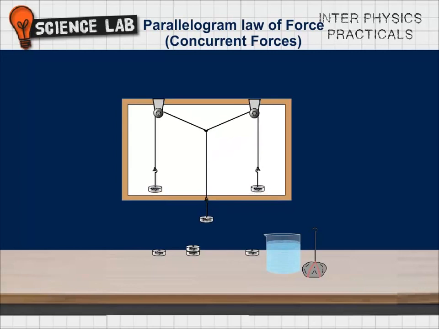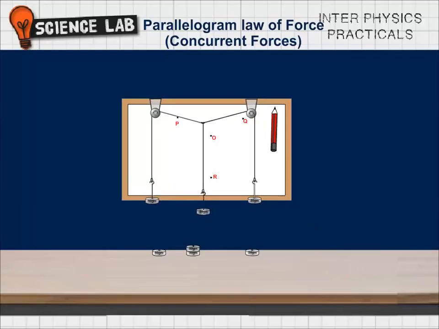Release the string. Wait till the arrangement comes to rest. Turn on the light. You can observe the shadow of the string on the white sheet. Mark the point O with the pencil at the center where the knot is present. Trace the points R, P and Q carefully in the direction of the forces R, P and Q.